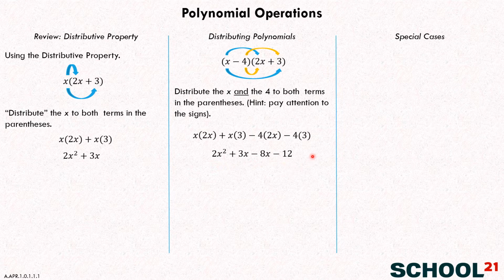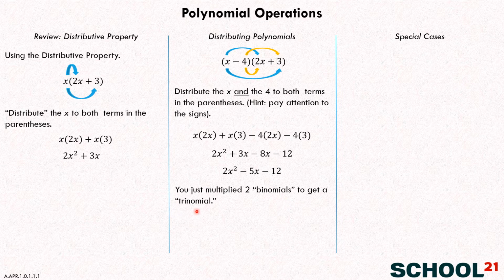Can you simplify that any further? Yeah, you can make it 2x squared plus 3x minus 8x. You can combine those to make it minus 5x. That's exactly right, because those are like terms. They're both x terms. So you get to this right here, 2x squared minus 5x minus 12. So what you've done, and I'll put this up here, is that you've taken two binomials to get a trinomial.